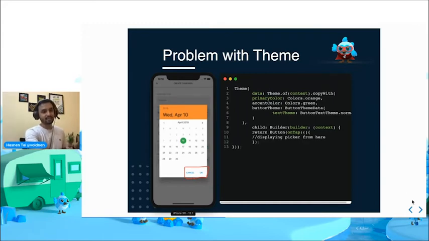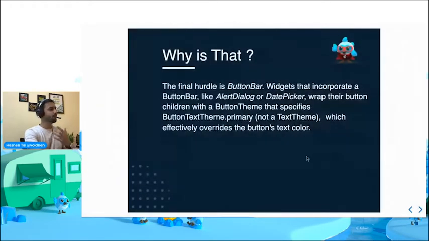But why was that issue coming up? We have a big hurdle over here, which is the button bar. This button bar was used or incorporated with the alert dialog or date picker. So whatever buttons you put into the date picker or alert dialog were wrapped with the button bar, and button bar always overrides the button text theme dot primary, not the text theme.